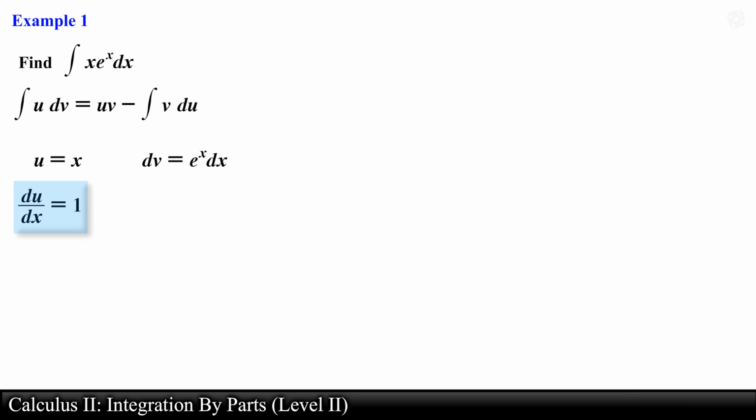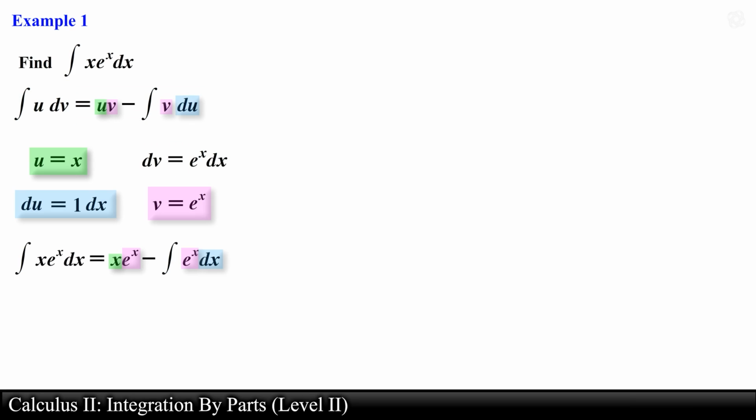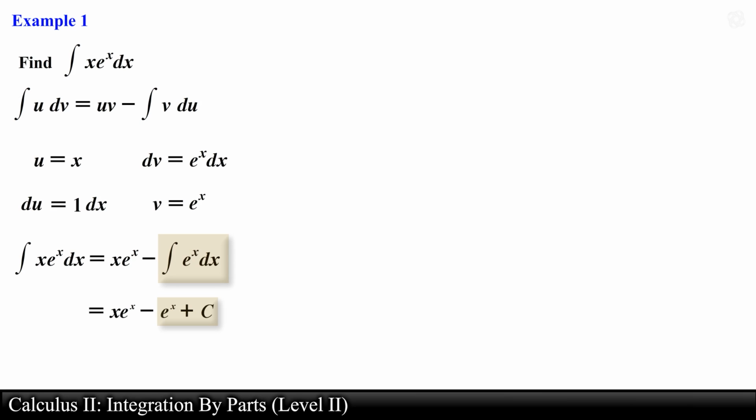So now we take the derivative of u with respect to x and solve for the differential du. Doing that, we obtain that du is equal to dx. To obtain v, we take the integral of dv, or in this case, the integral of e to the x dx. Doing that, we get that v is equal to e to the x. Now that we have u, du, v, and dv, we substitute them into the integration by parts formula, as follows. Then we find the integral of e to the x. And doing that, we see that the final answer is equal to x times e to the x minus e to the x plus c.